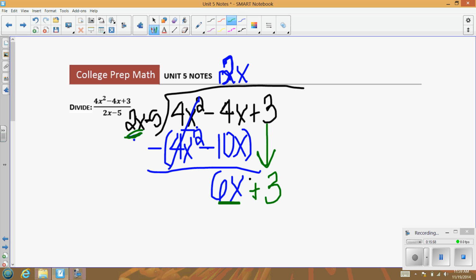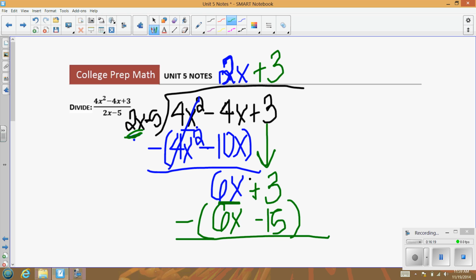How many times does 2x go into 6x? Well, I would have to multiply it by 3, a positive 3. So 3 times 2x is going to give me 6x. And remember, that should always be the case. It should always come out to be the number that you're trying to get. That means you're doing it correctly. So 3 times negative 5 is negative 15.